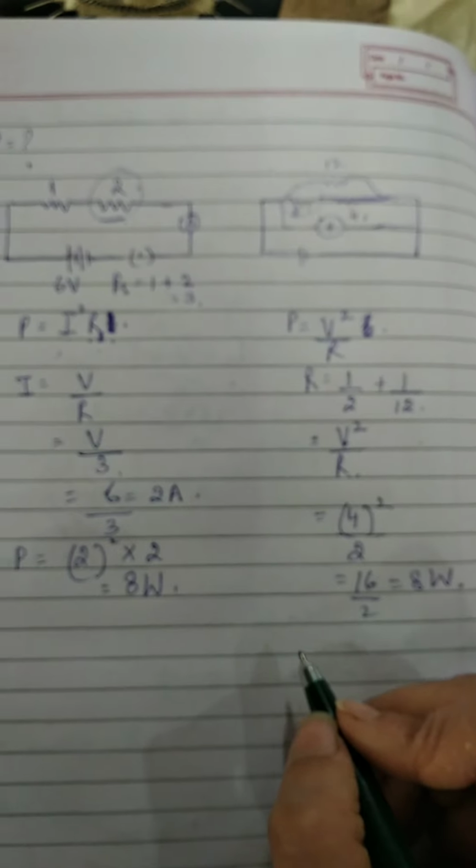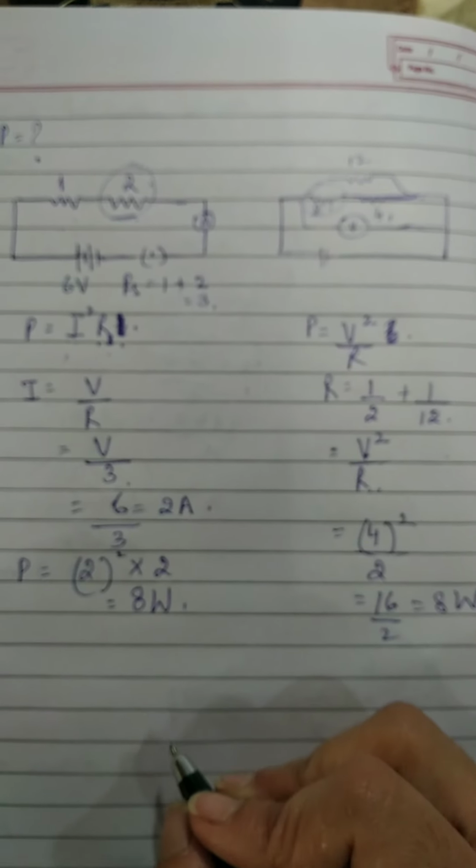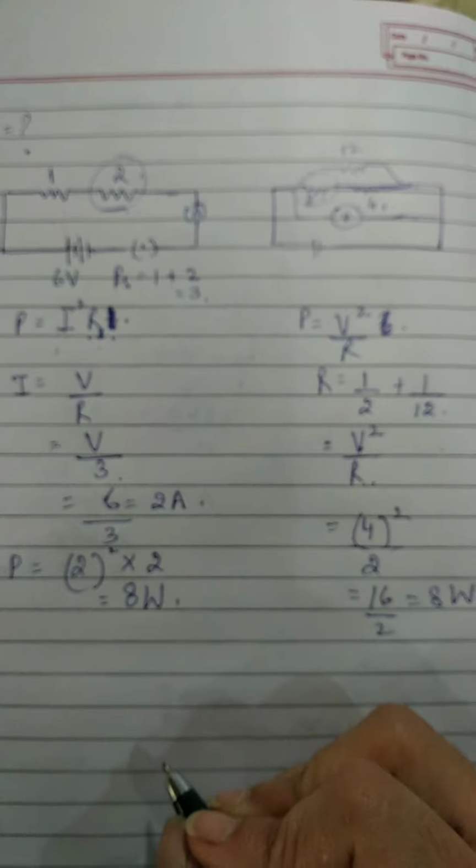I hope it's clear to you, students. So the power used in 2 ohm resistance in each of the following is 8 watt. I hope it's clear.